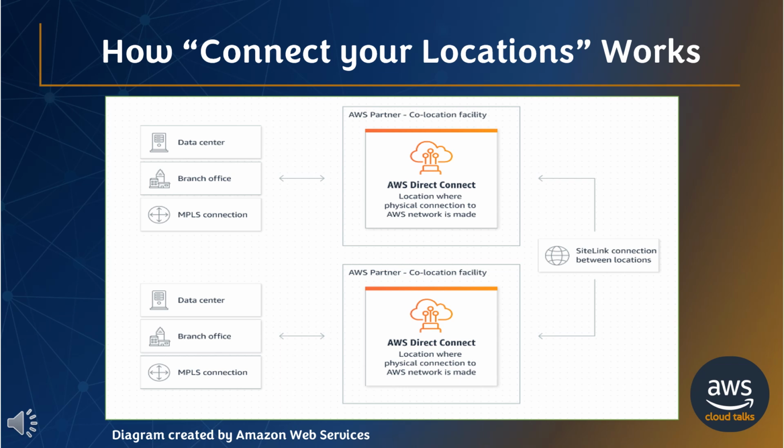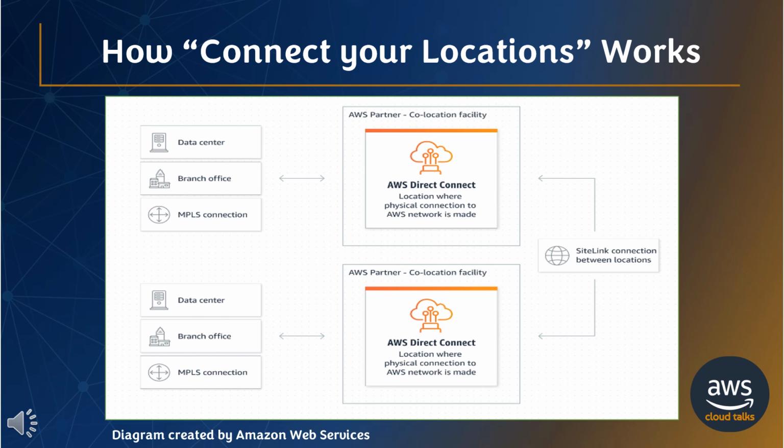Now let's see how AWS Direct Connect can connect your locations. With AWS Direct Connect SiteLink, you can send data between AWS Direct Connect locations to create private network connections between the offices and data centers in your global network. The diagram is created by Amazon Web Services.